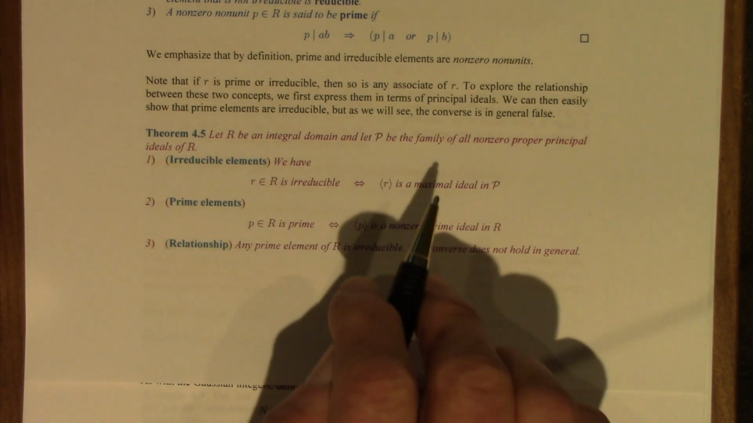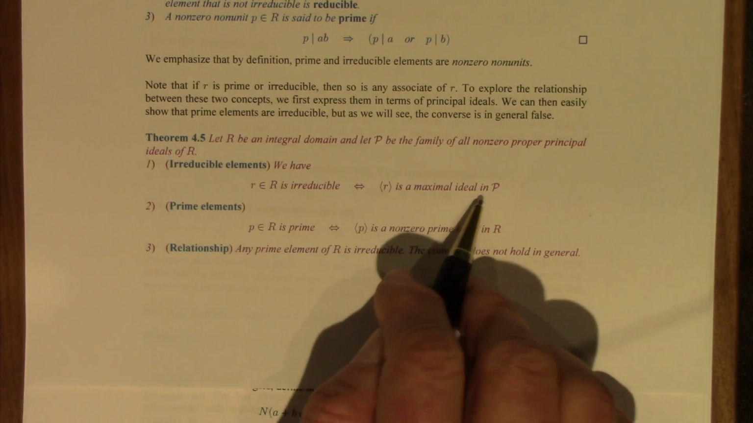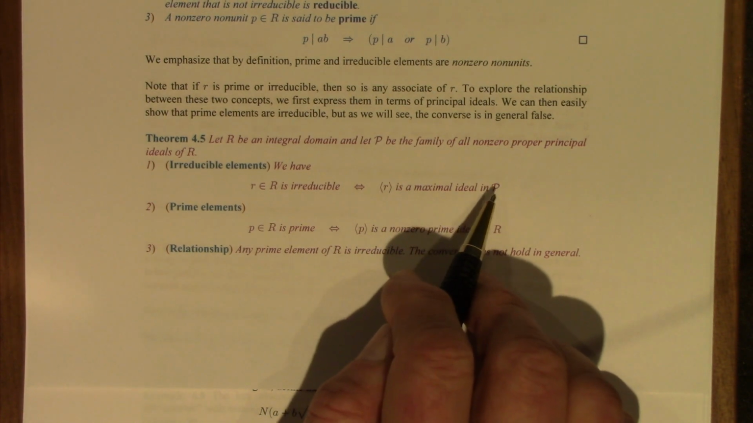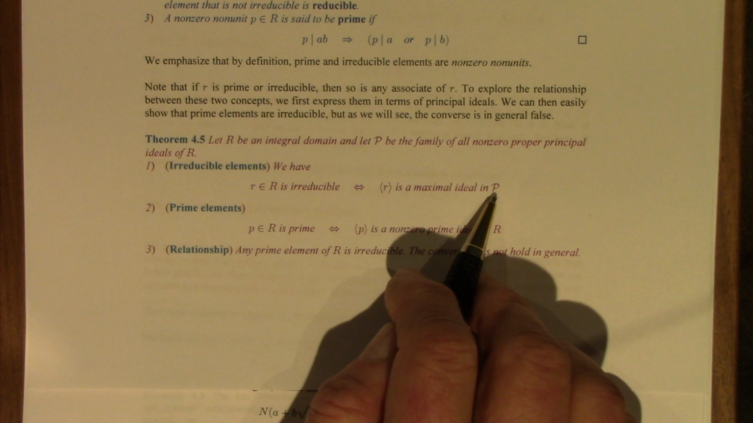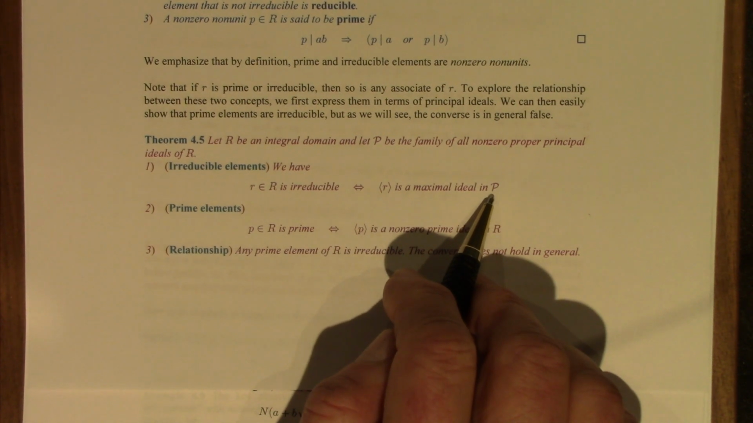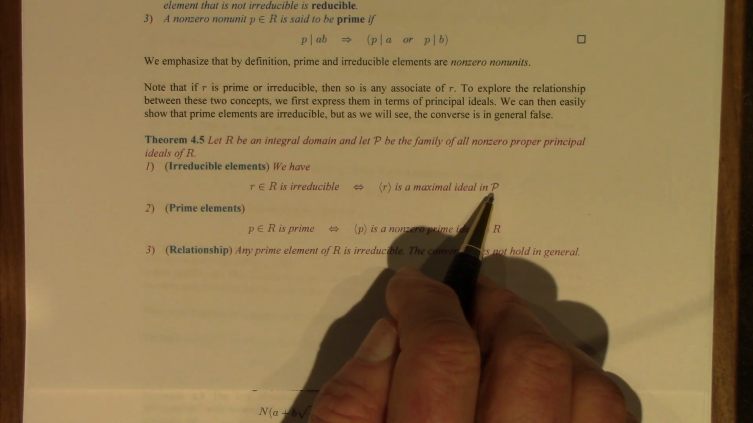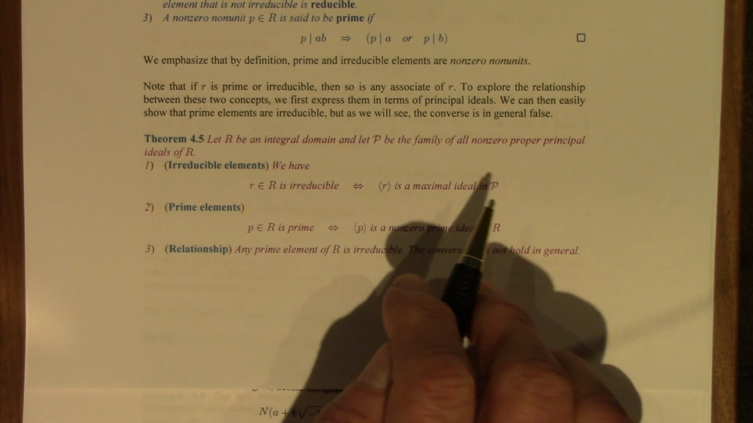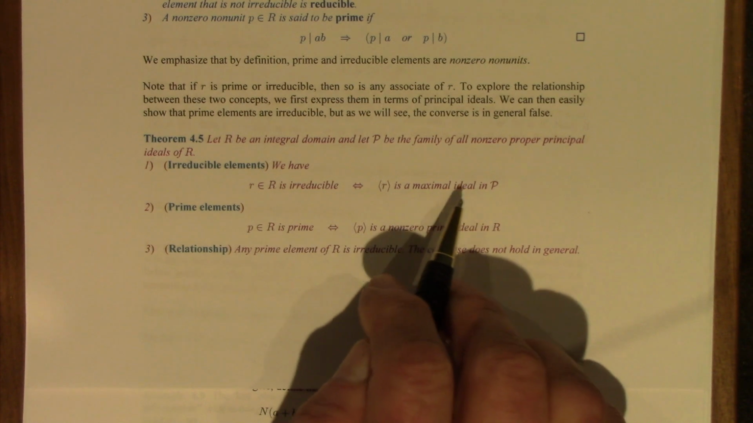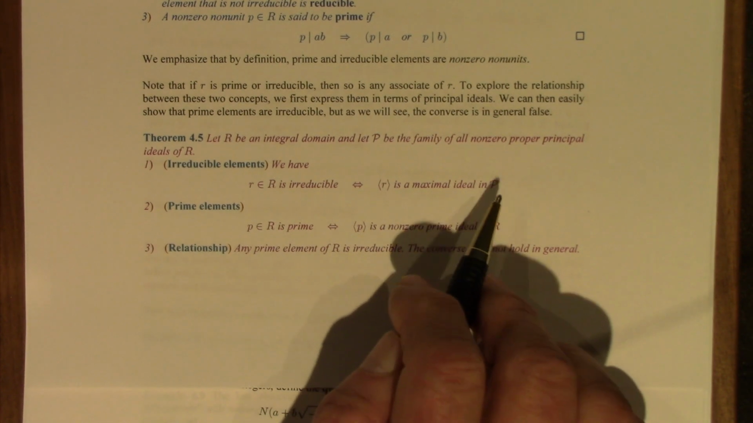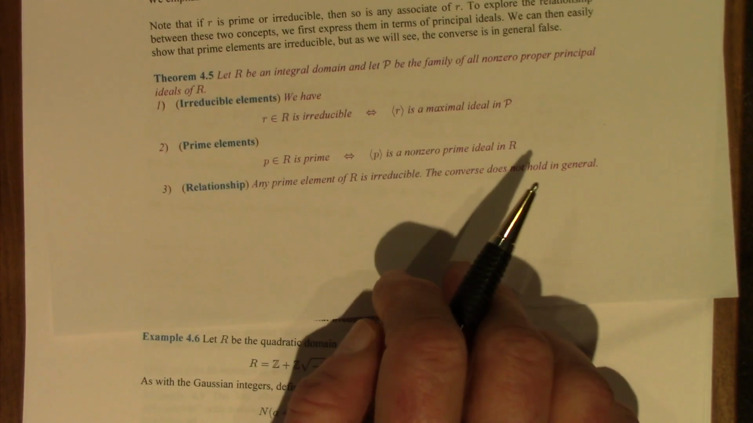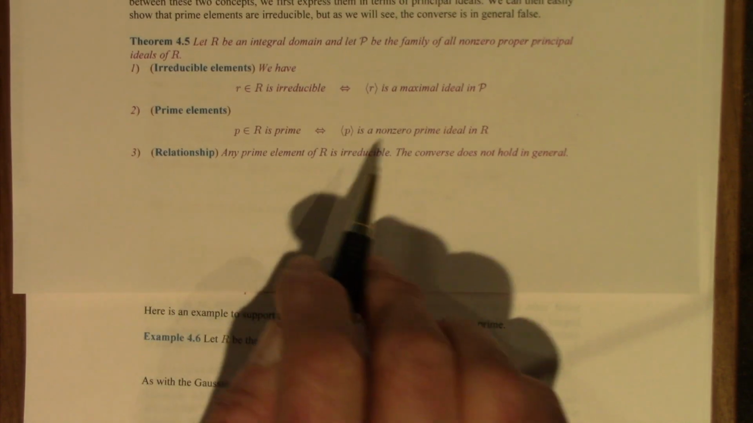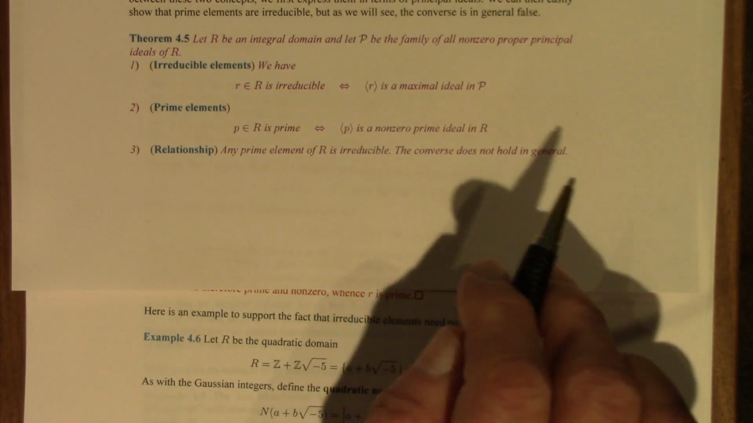Okay. Be careful about this maximal ideal. It's maximal only in this family, script P. Not necessarily in the family of all ideals. So it's not a maximal ideal in R. It's a maximal ideal in the family P. Any prime element is irreducible. The converse does not hold in general.